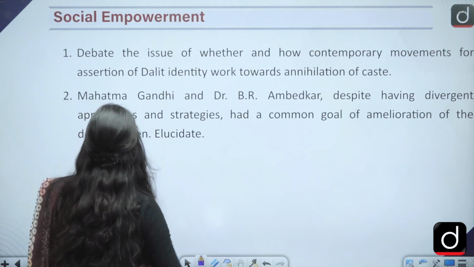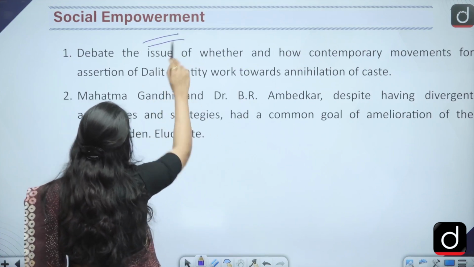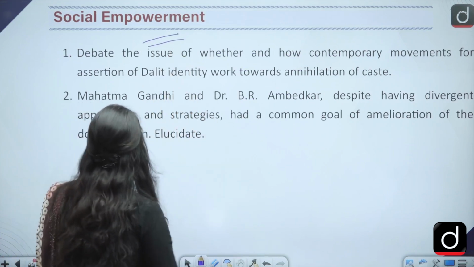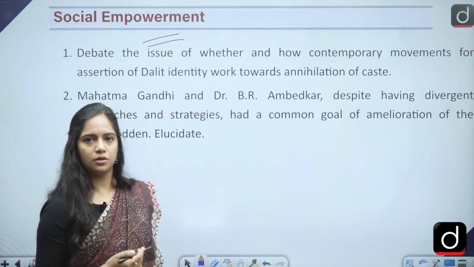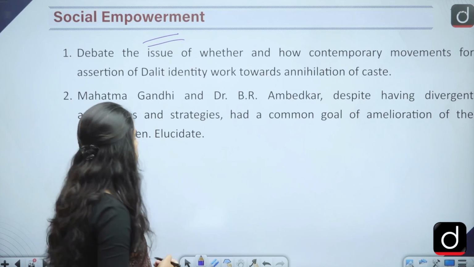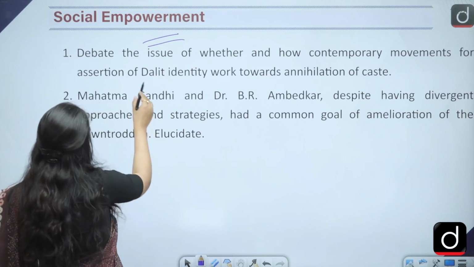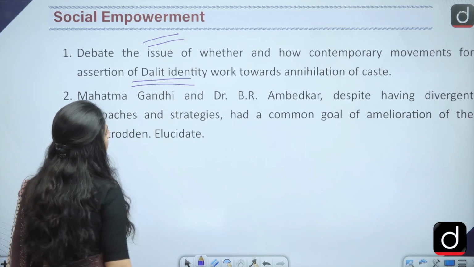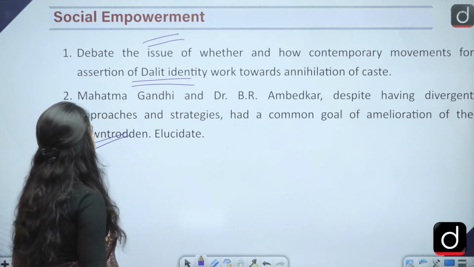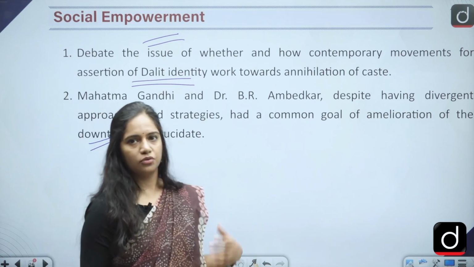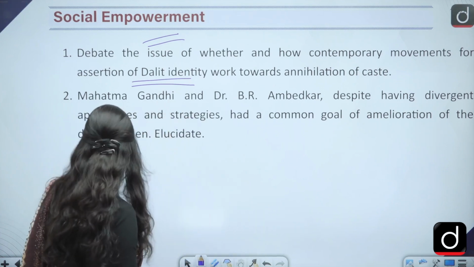Then social empowerment: there would be various questions, especially with respect to people who are marginalized in our society, and the empowerment is catering to their upliftment. So it would be mostly on Dalit identity, on scheduled tribes, on scheduled castes, on the downtrodden. So these would be part of your syllabus.